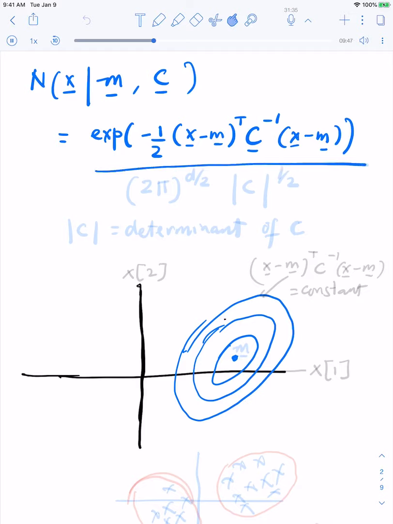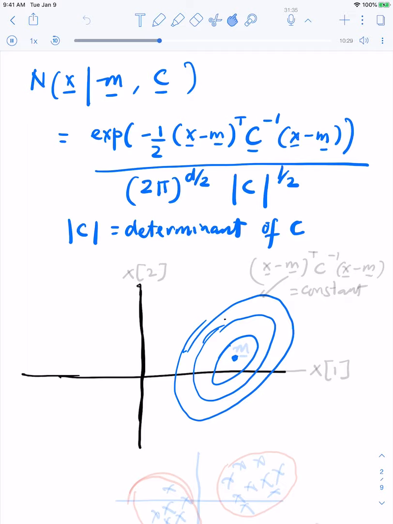And then instead of dividing by square root 2 pi sigma squared, you divide by 2 pi to the power of d over 2. So for dimension 1, it becomes 2 pi to the power of half, which you had before. And then instead of sigma squared to the power of half, you have this thing that I've written, which is the determinant of C to the power of half. So this is the determinant of C.